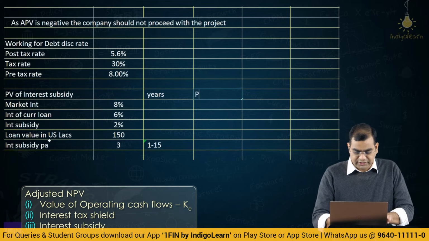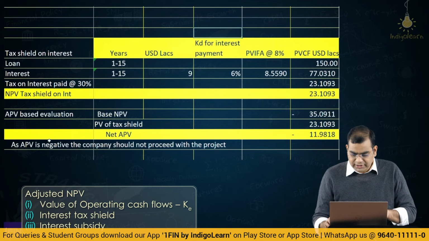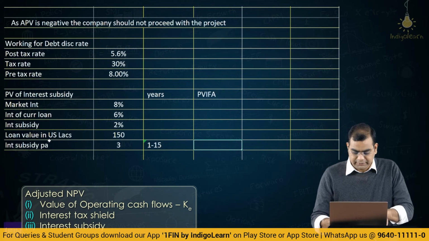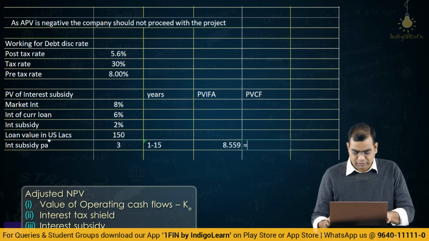So the present value interest factor annuity for this is the same as what we used earlier, which is 8.5590. Right, this is the present value interest factor. So what is the present value of the cash flow? 3 into 8.559, you will get 25.667.